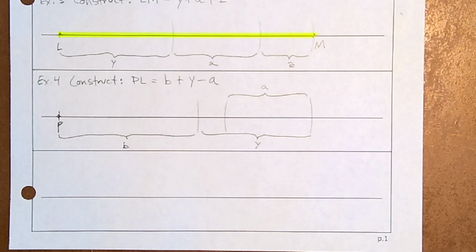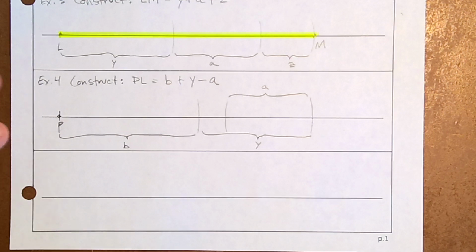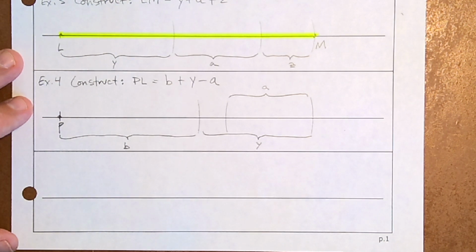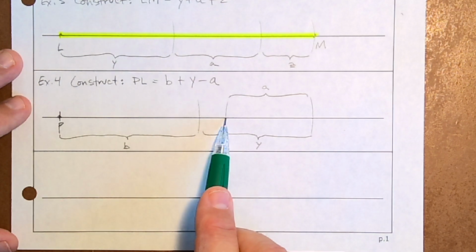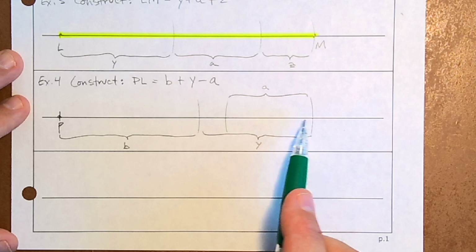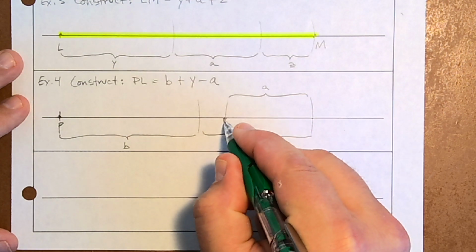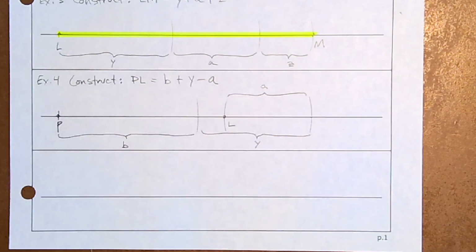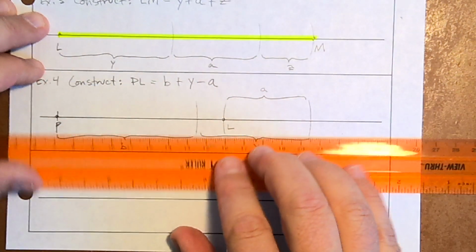So think about now, where am I done with my constructions? I've added a Y to a B and I've taken off an A. I'm done with my compass, right? My constructions. But I've got to put my final L somewhere. Where are you going to put your L? Why don't you put your finger where you think you're going to put your L? Okay. You should put your L right here, right? Because that's going to be B plus Y minus A. This is where your L goes, and then you can highlight your PL line segment.